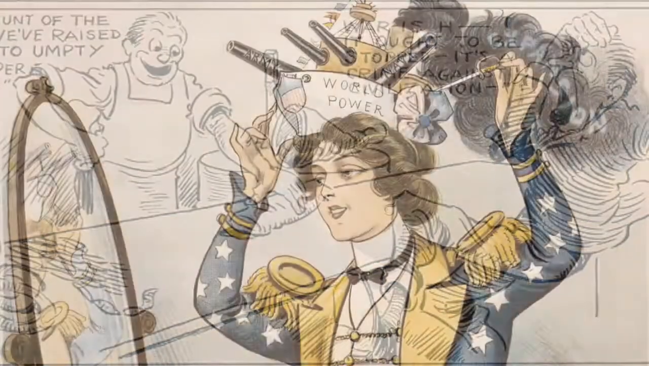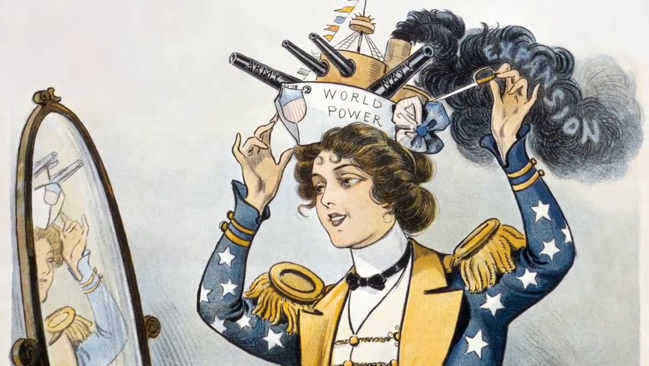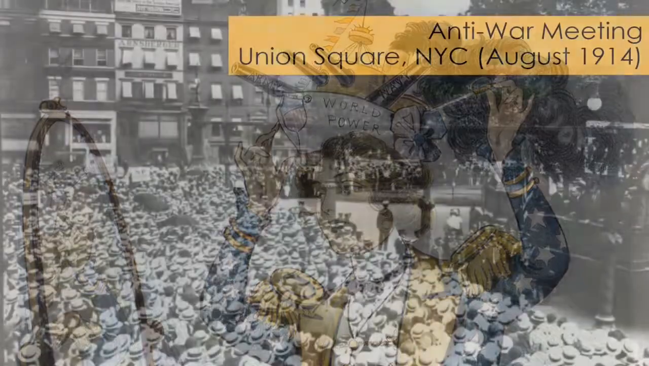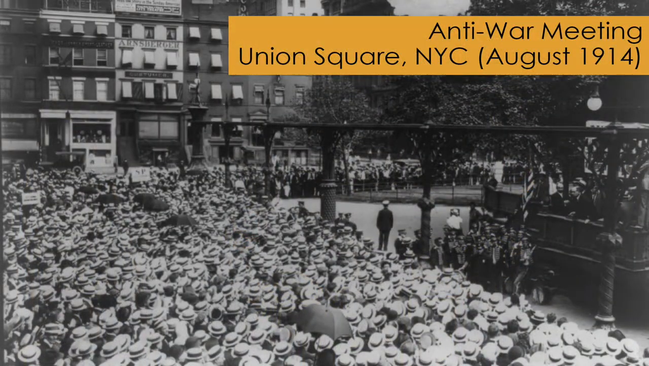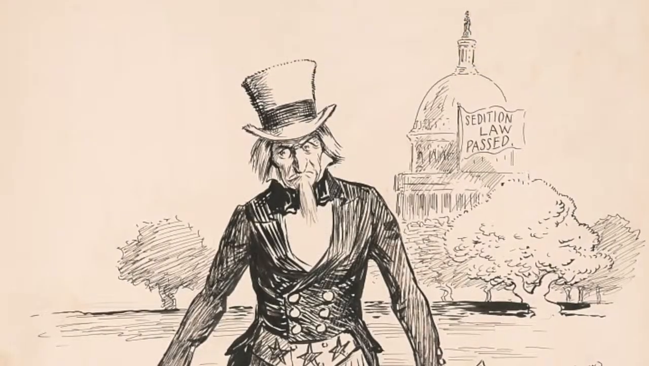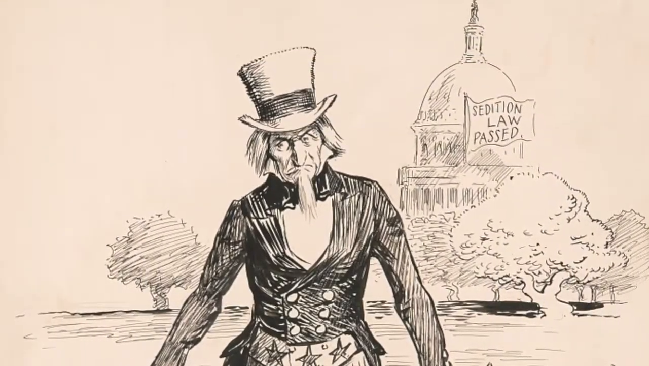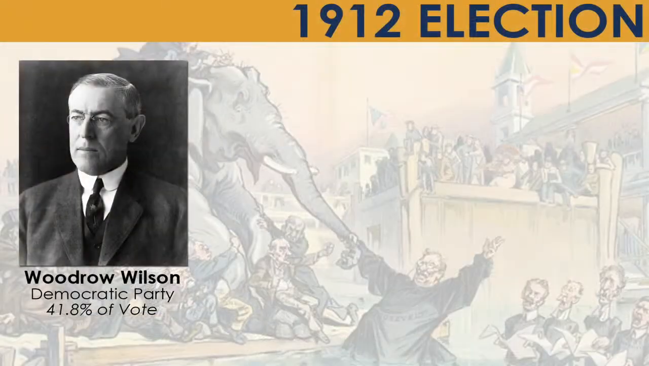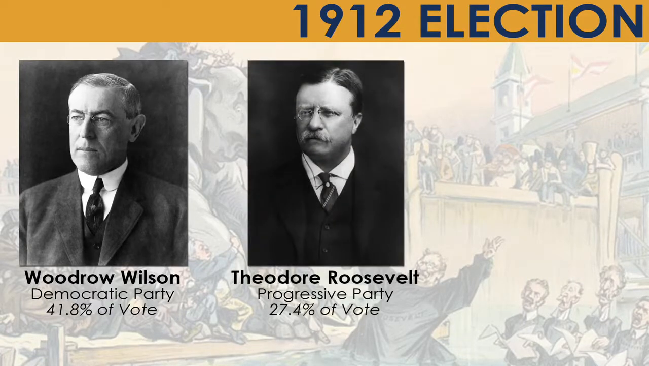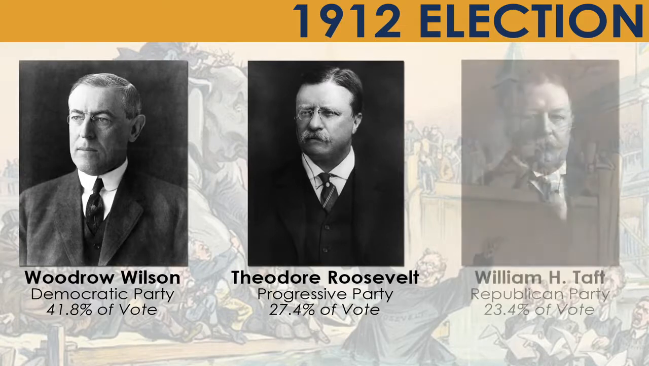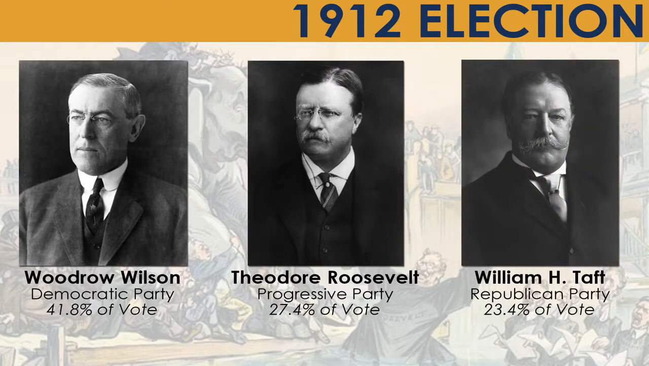Although Americans tested the waters of imperialism in the late 19th and early 20th centuries, the country remained largely politically isolated. Americans wanted to stay out of global affairs, especially those brewing in Europe. When Woodrow Wilson became president in 1912, he ran against a number of candidates, including former Republican President and Bull Moose or Progressive Party candidate Theodore Roosevelt and Republican incumbent President William Howard Taft.